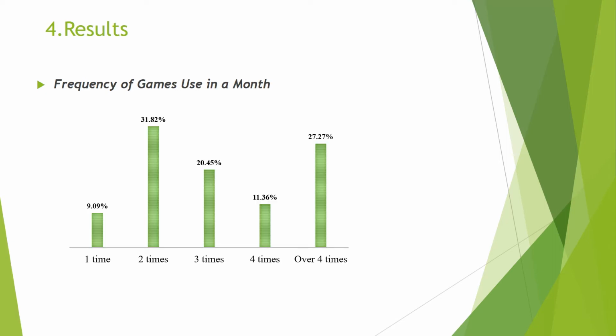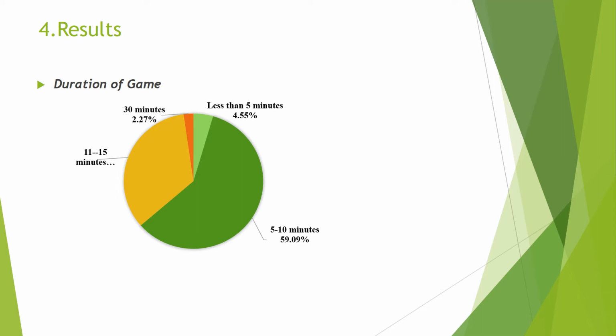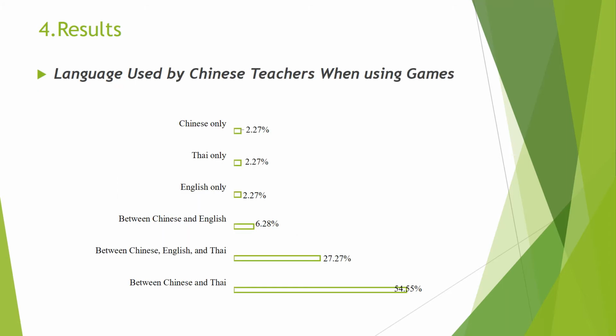According to this column chart, we can see about 32% of participants used games 2 times in a month, and more than half of participants used games. One game lasted about 5 to 10 minutes. Moreover, over 50% of participants used Thai and Chinese in their Chinese classroom when using games.